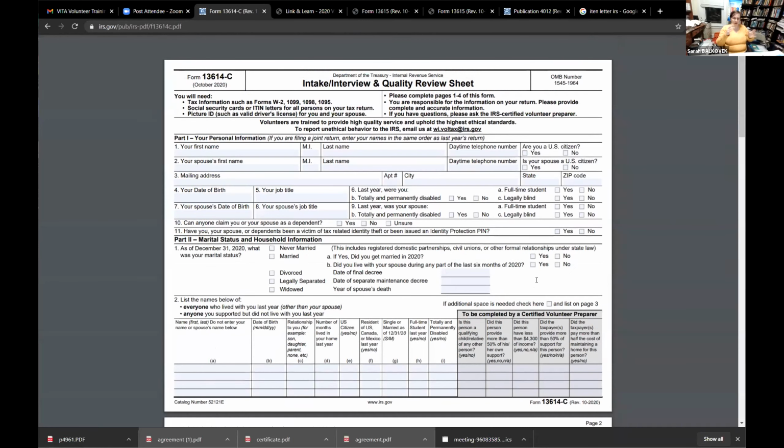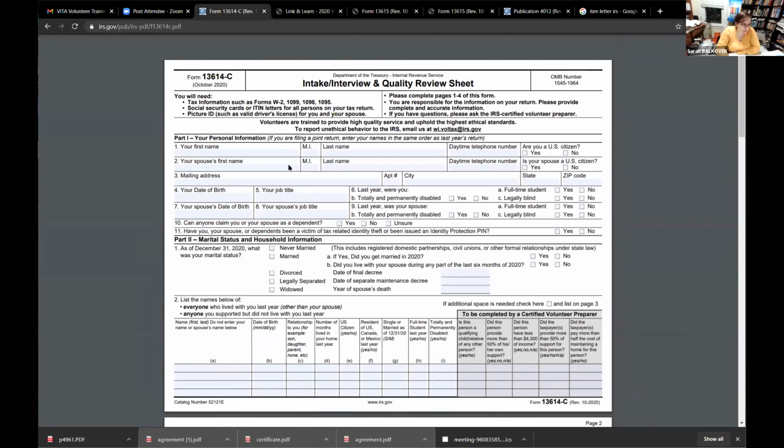So where I want to start with you guys is, we're going to pull up that 13614-C again. I'm going to share this one more time. So this is, again, that intake form that I keep going back to. It's our backbone. It's the spine of this tax return, honestly. Everything's going to come back to what we have put on this.